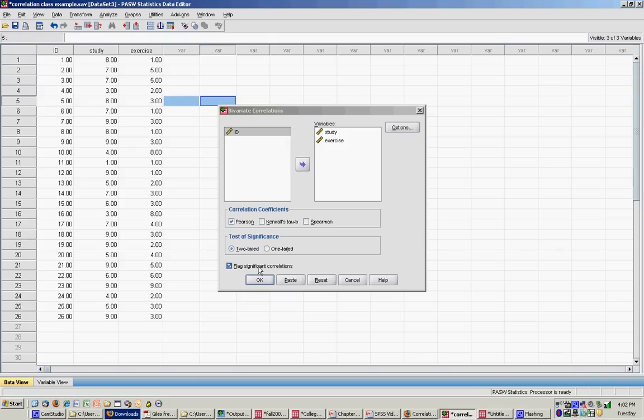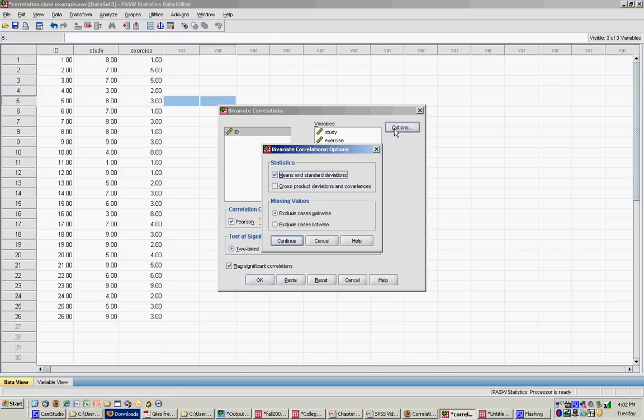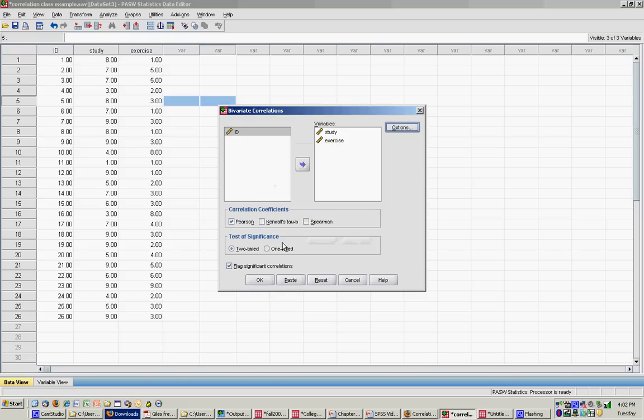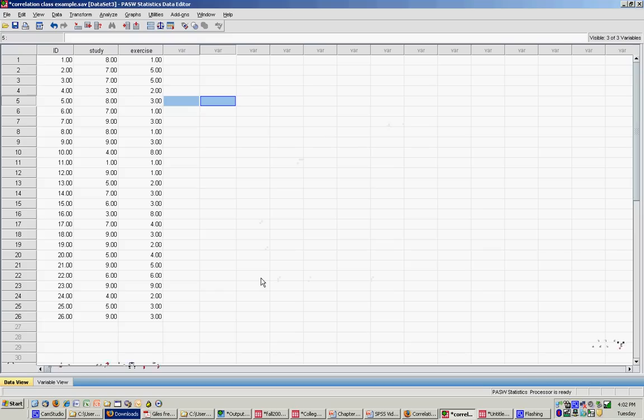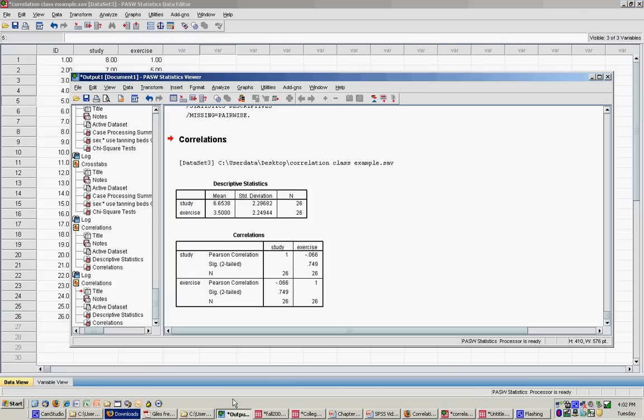SPSS will flag significant correlations for me at the 0.05 level, and I'm going to ask it to give me means and standard deviations so that I can include that in my report. I'm going to click OK, and I'm going to look at my output. What I see here is the first box is descriptive statistics. It tells me the mean for exercising was 6.658. Studying, the mean was 3.5.